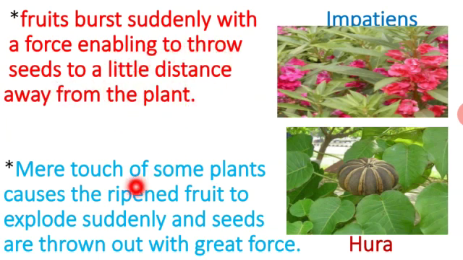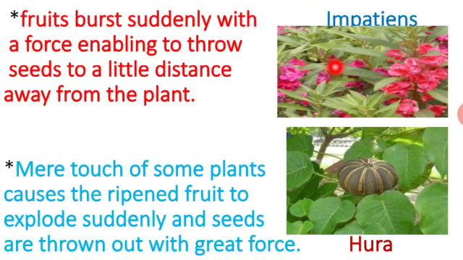The mere touch of the plant causes the ripened fruit to explode suddenly, and the seeds are thrown out with great force. Such plants are named as dispersal taking place by means of explosive mechanism. Suddenly it takes place, so it is named explosive mechanism. Here the example is autochory.